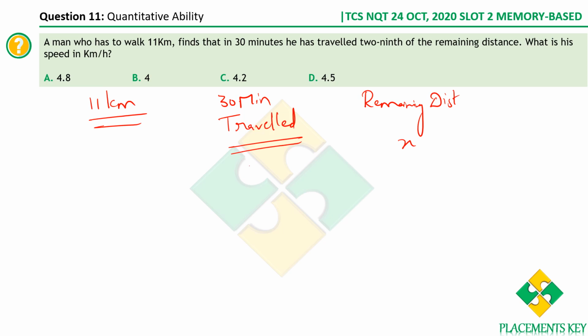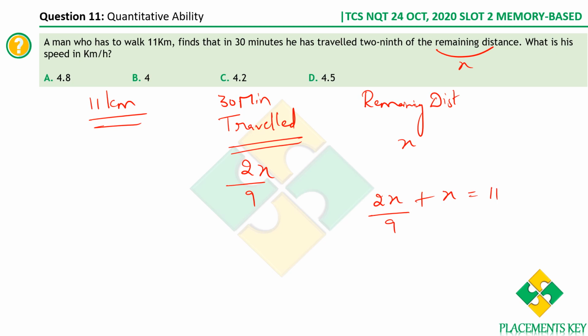Then what should he have traveled? He should have traveled 2 by 9th of x, 2 by 9th of the remaining distance. So he has traveled 2 by 9 x, whereas the remaining distance is x. Clearly we know that together he should travel 11 kilometers in all. So whatever he has traveled, 2 by 9 x, plus whatever he is yet to cover, together should sum up to 11 kilometers.